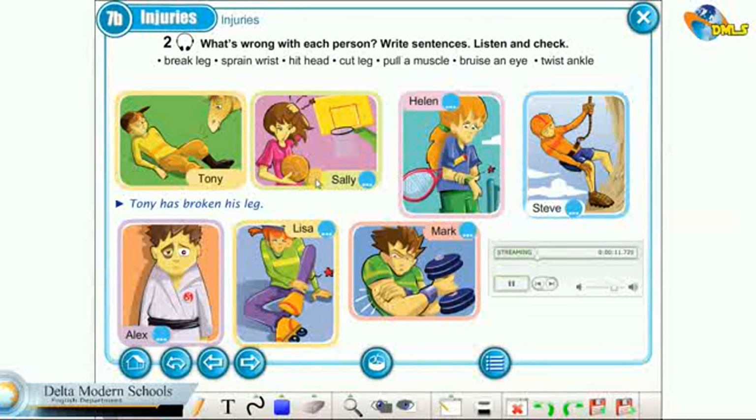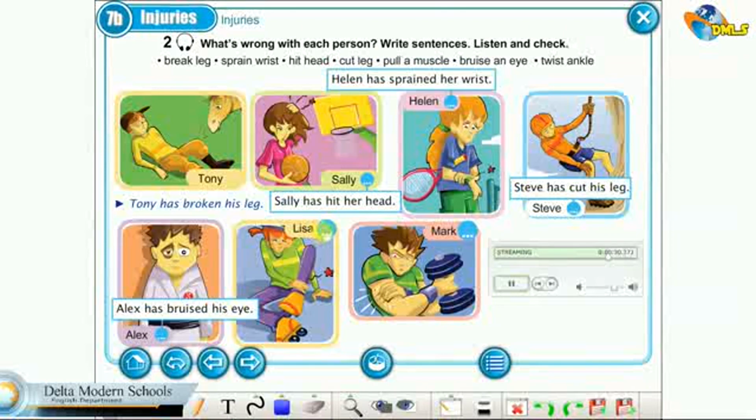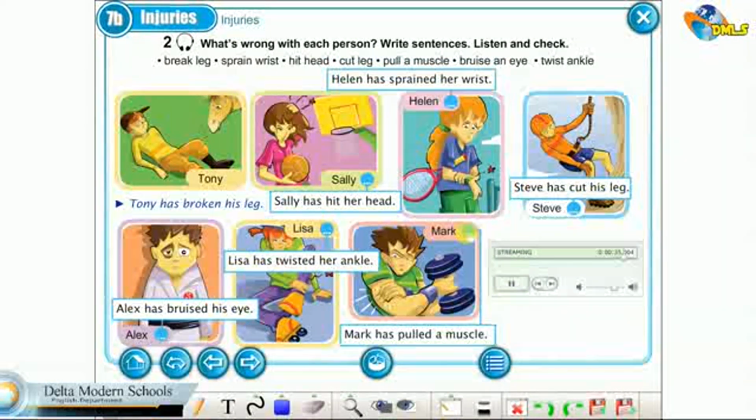Tony has broken his leg. Sally has hit her head. Helen has sprained her wrist. Steve has cut his leg. Alex has bruised his eye. Lisa has twisted her ankle. Mark has pulled a muscle.